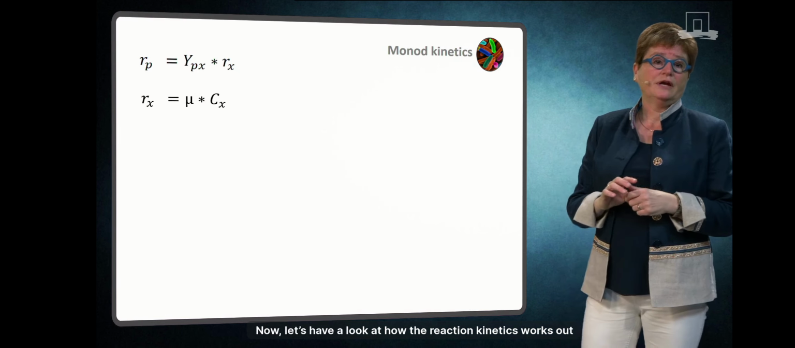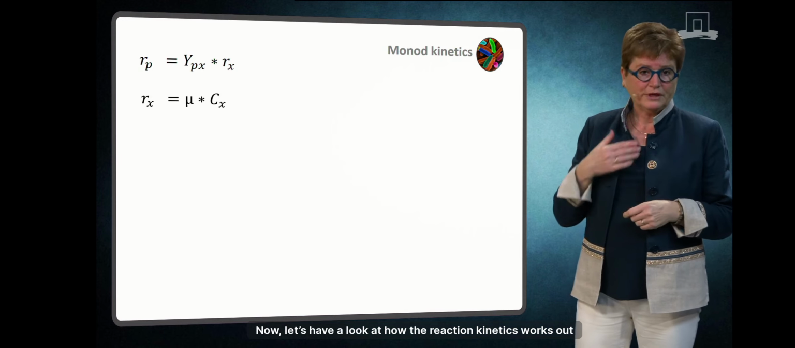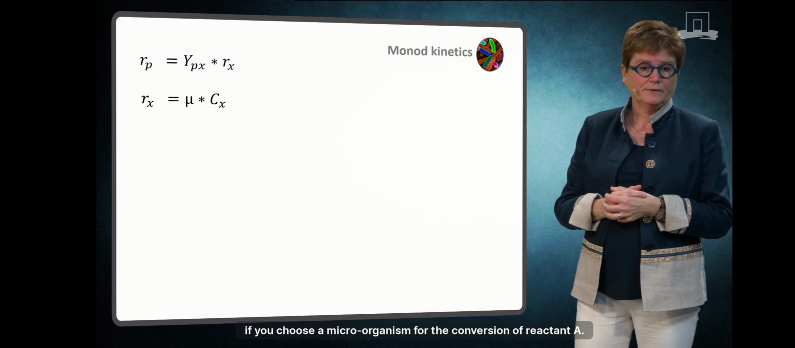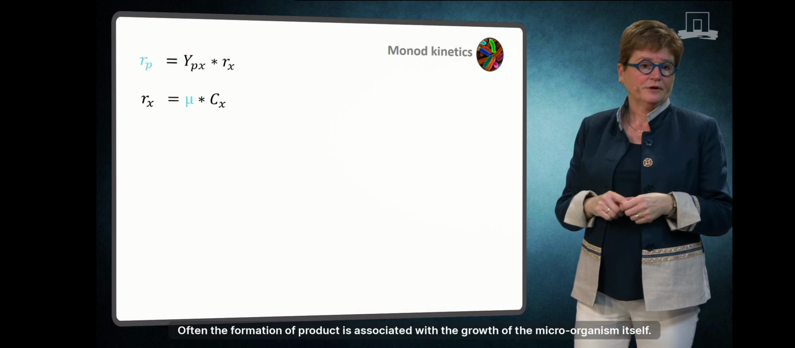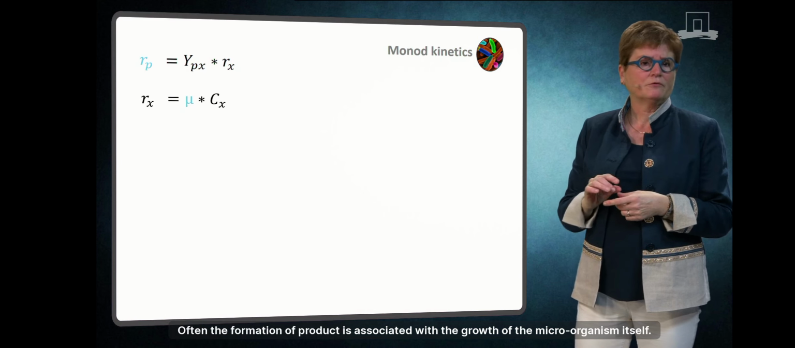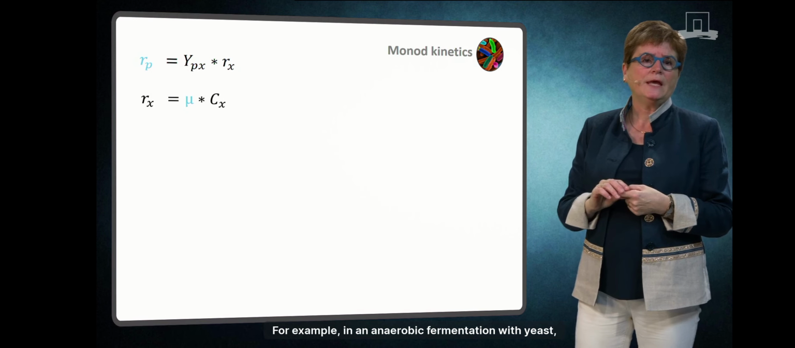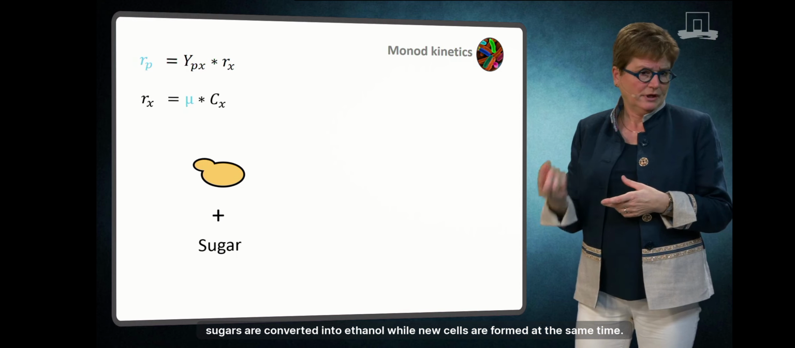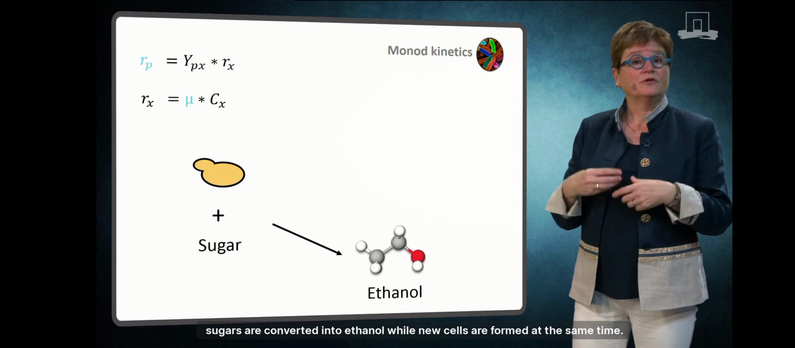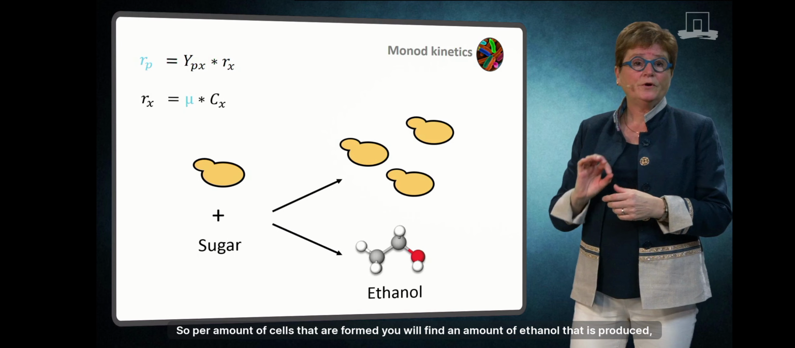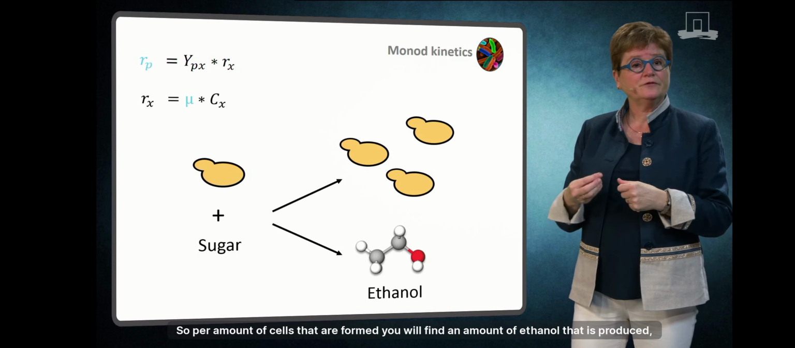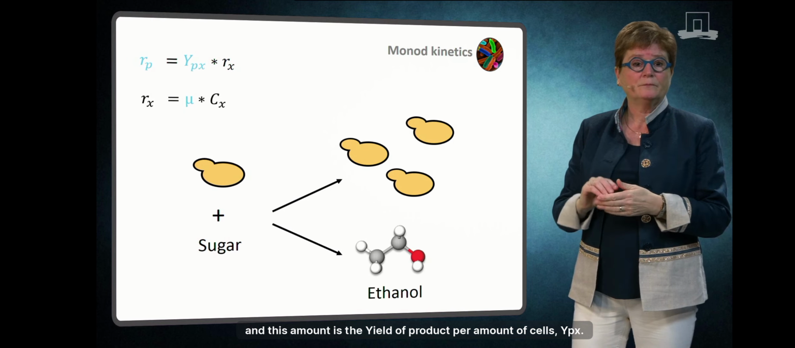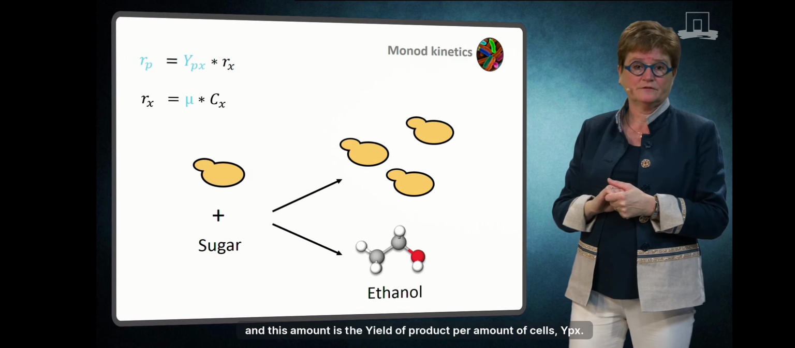Now let's have a look at how the reaction kinetics works out if you choose a microorganism for the conversion of reactant A. Often the formation of product is associated with the growth of the microorganism itself. For example, in an anaerobic fermentation with yeast, sugars are converted into ethanol, while new cells are formed at the same time. So per amount of cells that are formed, you will find an amount of ethanol that is produced, and this amount is the yield of product per amount of cells, YPX.